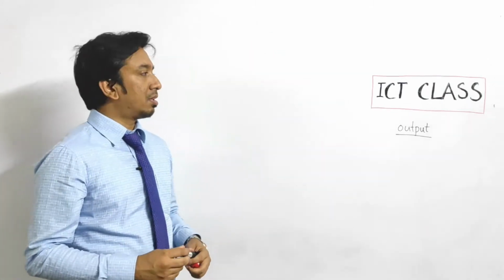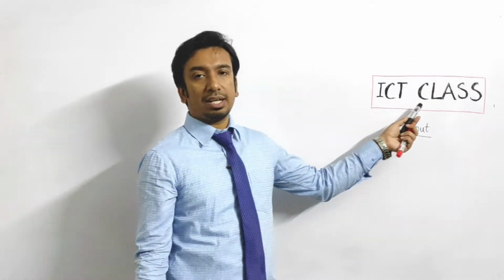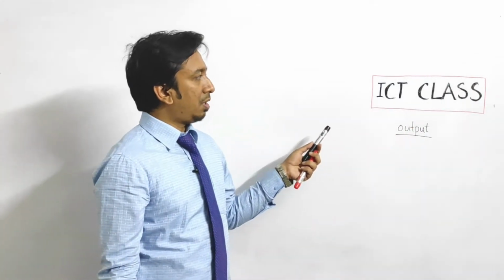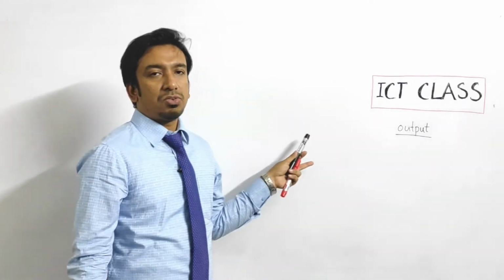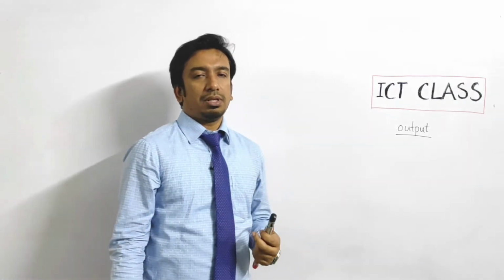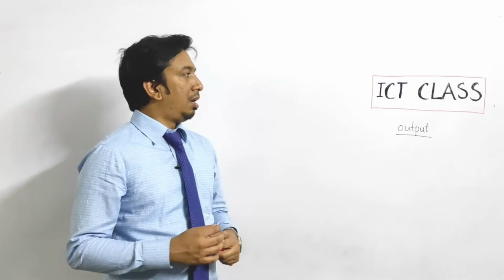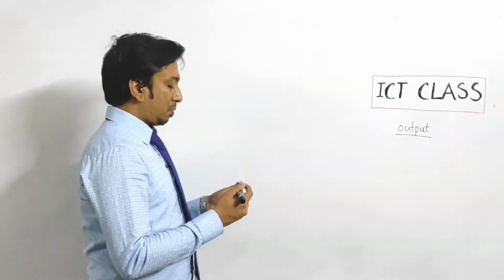So, my dear students, you can see the output. Here you can see ICT class in bold format. We have to show this output exactly like this. So how do we write the HTML code? You have already learned about the basic structure of HTML. So, to show this output, let's write the HTML code.